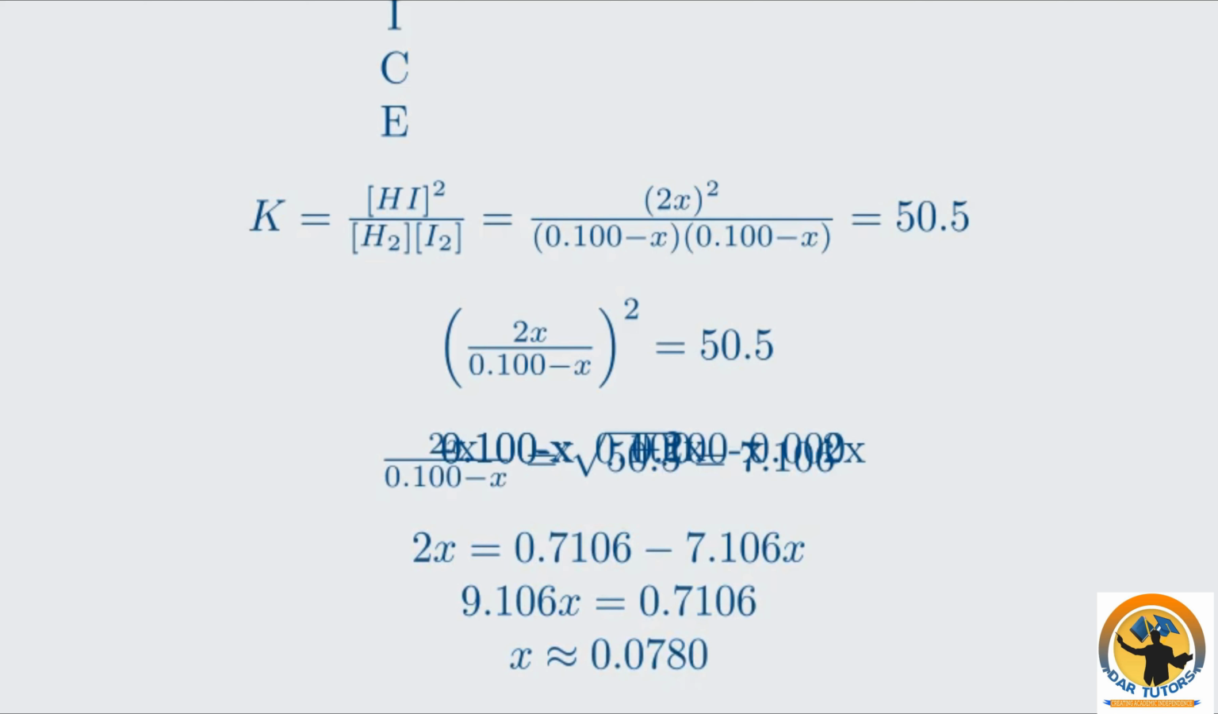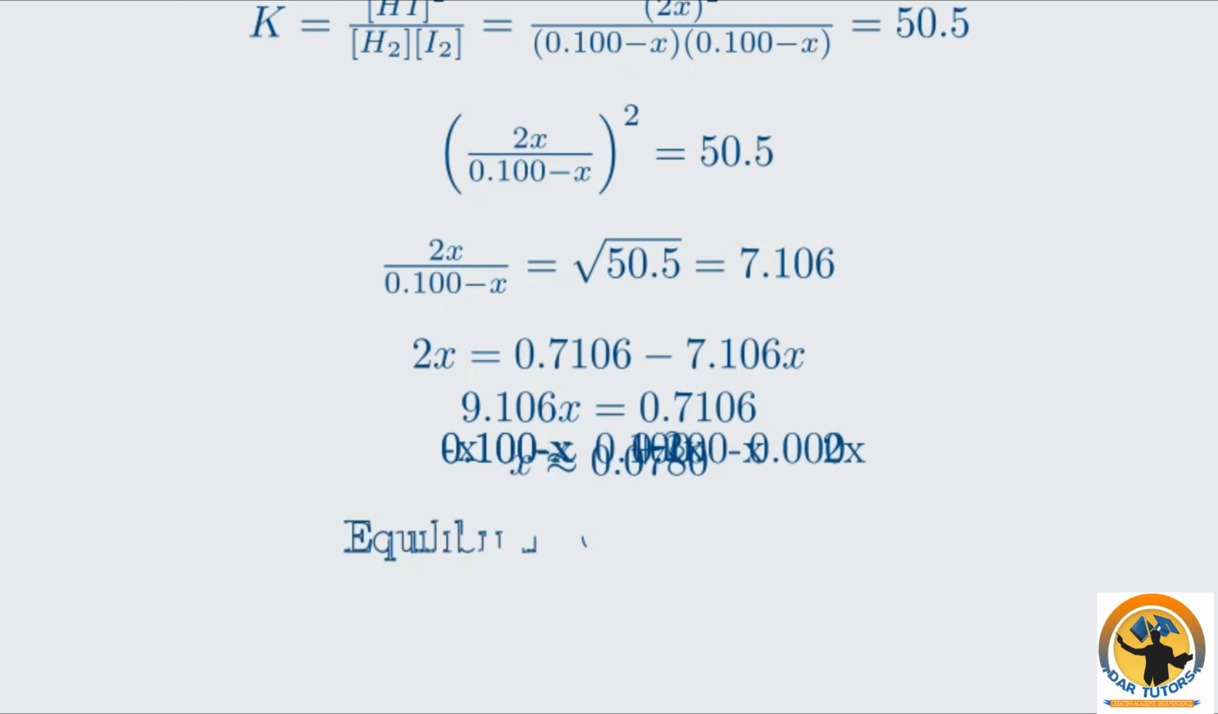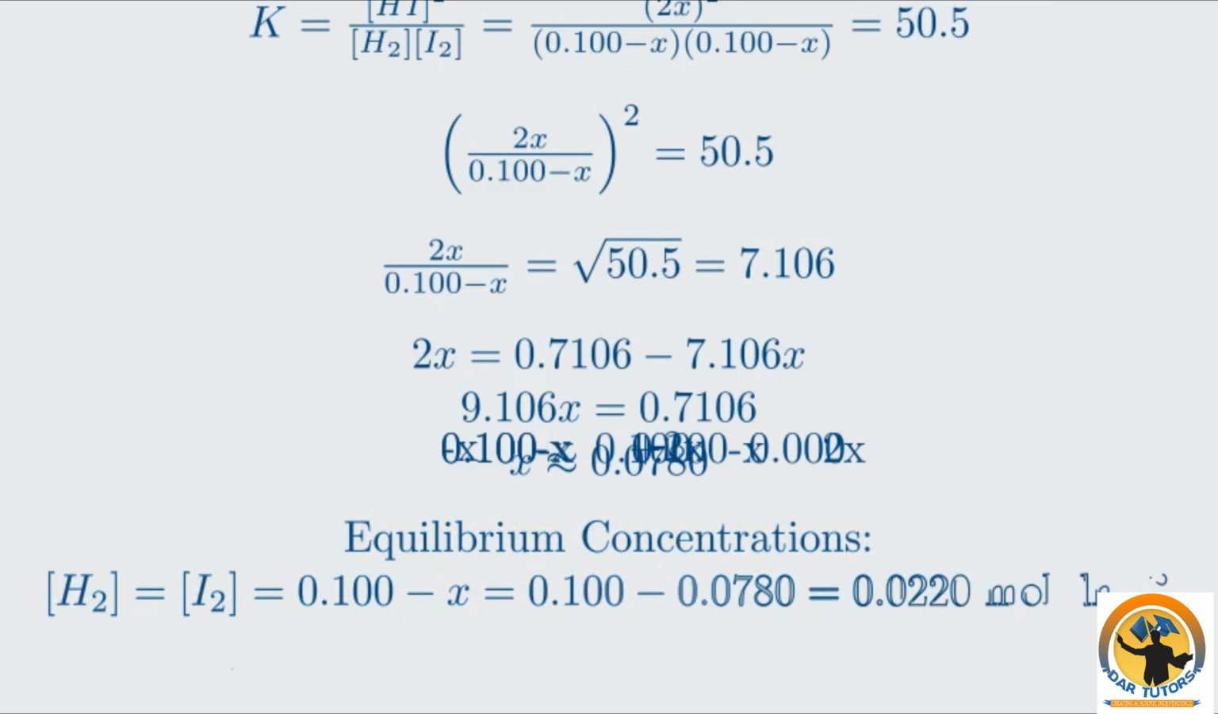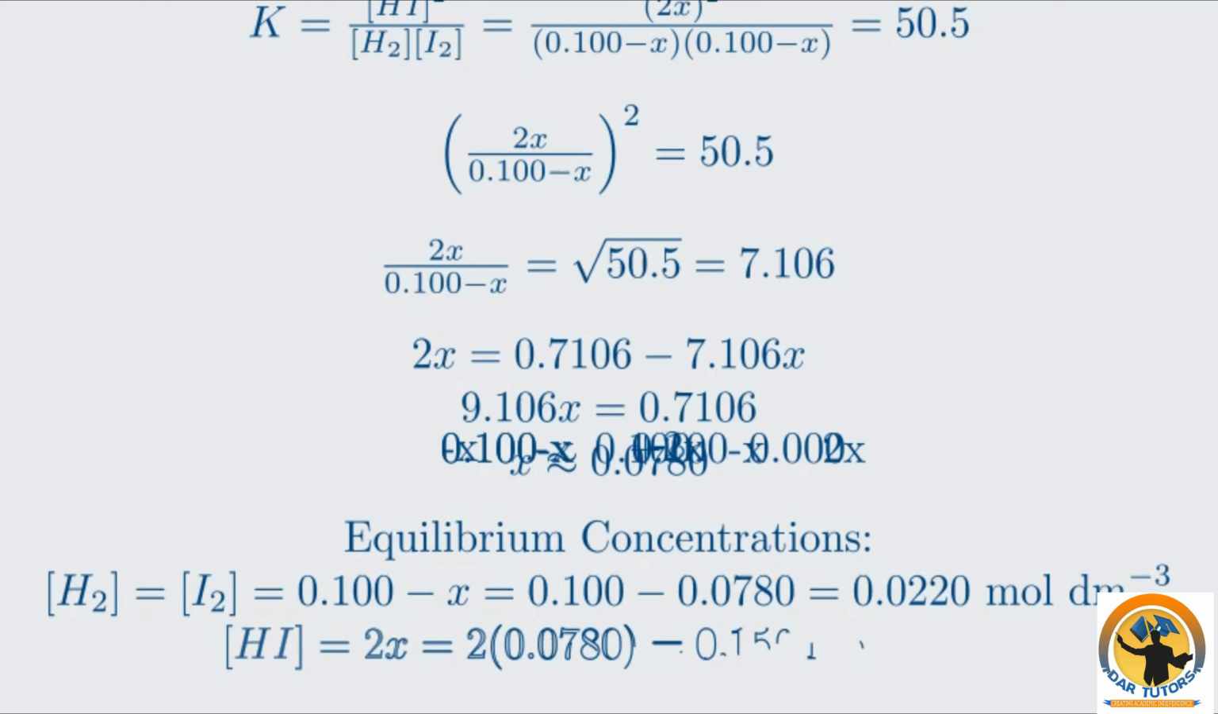Finally, we substitute the value of x back into our equilibrium expressions from the ICE table. The equilibrium concentration of H2 and I2 is 0.100 minus 0.0780, which is 0.022 moles per cubic decimeter. The equilibrium concentration of HI is 2 times 0.0780, which is 0.16 moles per cubic decimeter.